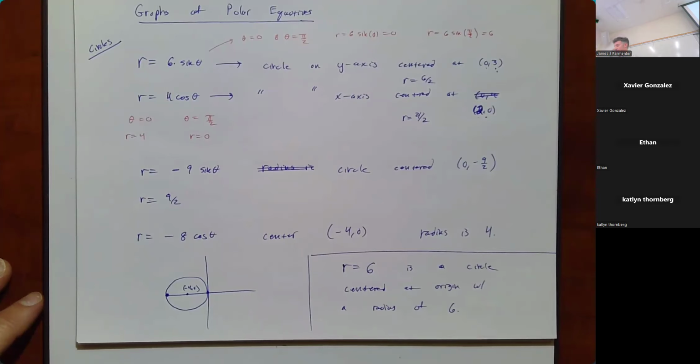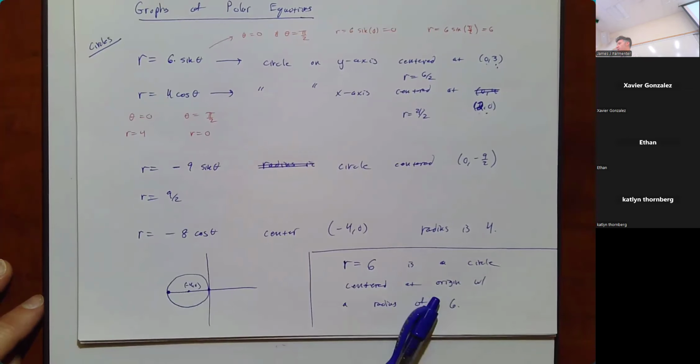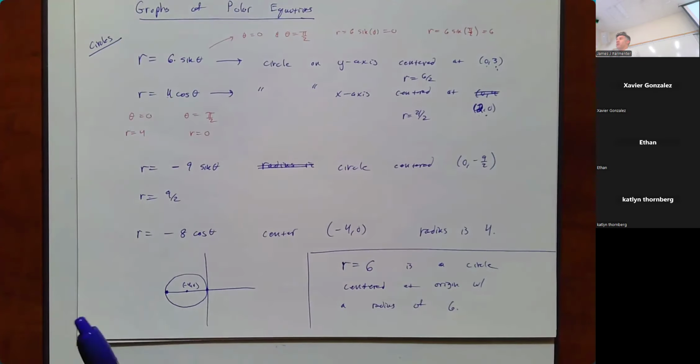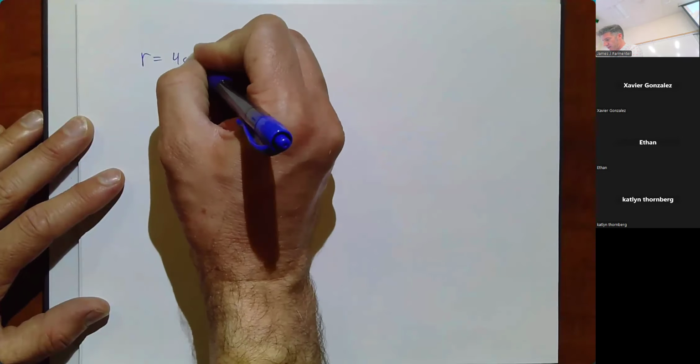Something kind of interesting about this circle versus these circles. For this circle here, the angle has to go at least one full revolution, meaning the angle has to go at least from 0 all the way around to 2 pi to sweep out or draw out the entire circle. And kind of counterintuitively, that is not true for these other circles here. Let me show you what I mean. So let's actually do the work of plotting the points for graphing. Let's do r equal to 4 cosine theta.